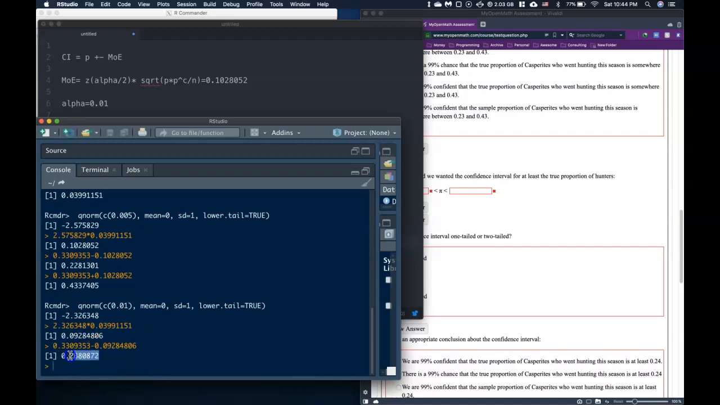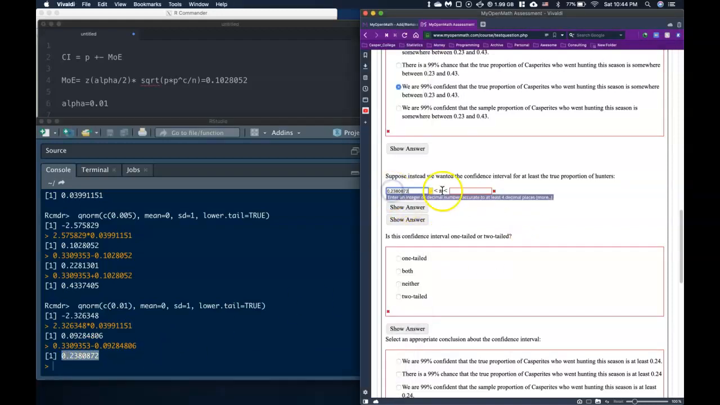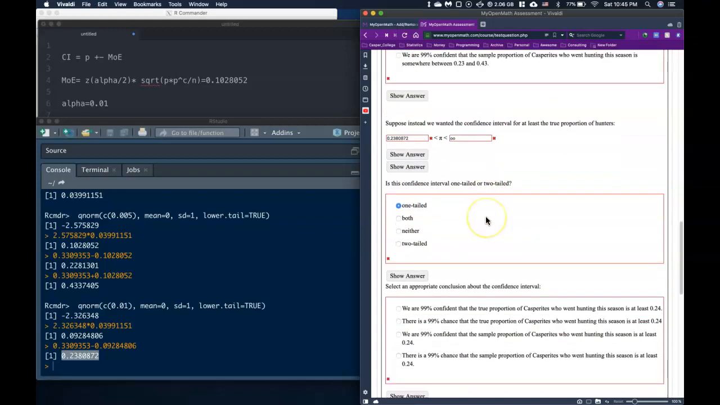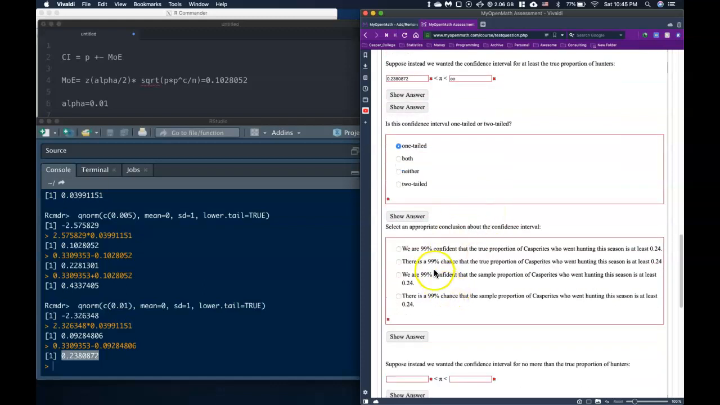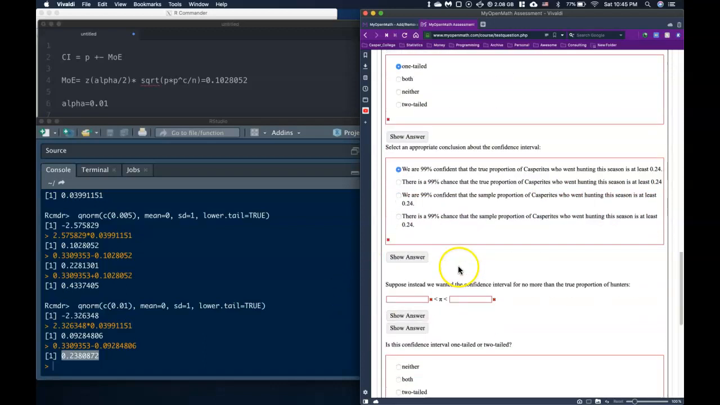And we can say that it's at least like 0.23, and it goes all the way to infinity. That's going to be one-tailed. And we can say that we are 99% confident that the true proportion of Casparites who went hunting this season is at least 0.24. And we'll click on that guy.